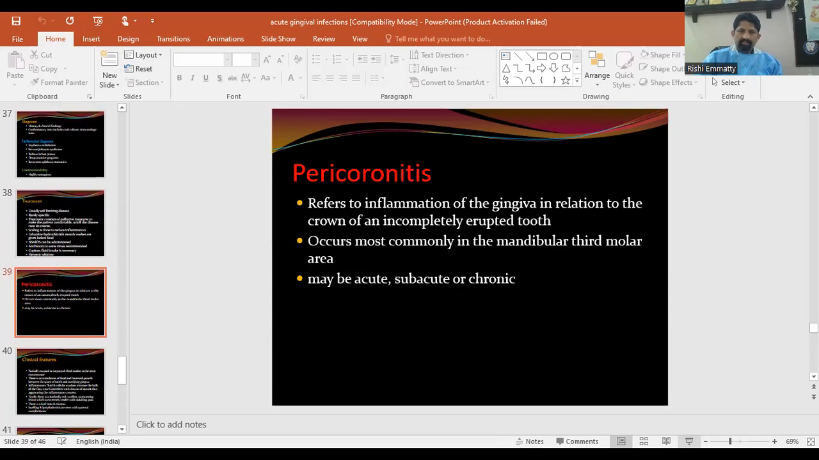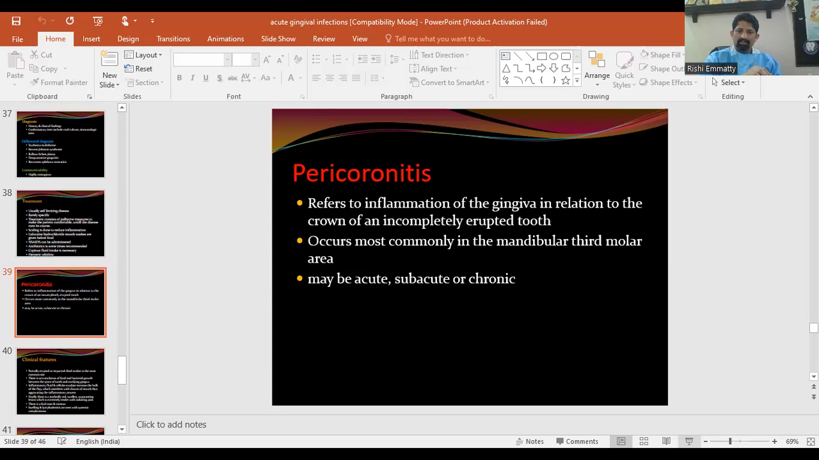And this is another thing, the main thing. When the patient comes to your clinic, pericoronitis refers to the inflammation of the gingiva in relation to the crown of an incompletely erupted tooth. Because of the partially erupted third molar, mainly the 3/8 or 4/8, gingival tissue will be there.